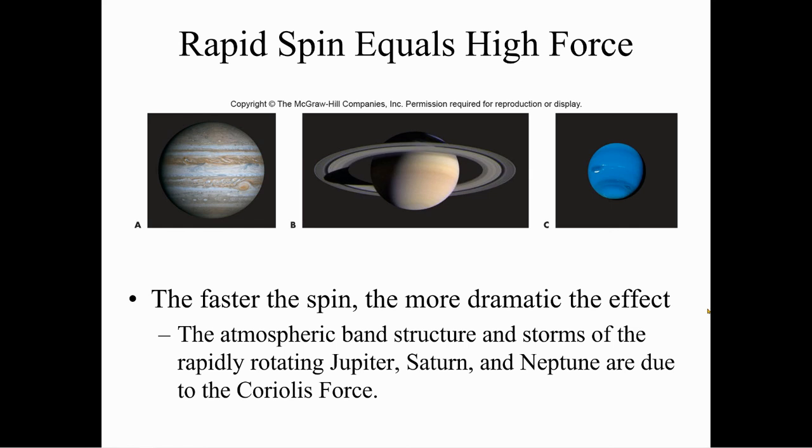So the more rapid the spin, the higher the force, or the stronger the Coriolis effect. The faster the spin, the more dramatic this effect. The atmospheric band structures on the storms of rapidly rotating Jupiter, Saturn, and Neptune are due to the Coriolis effect.